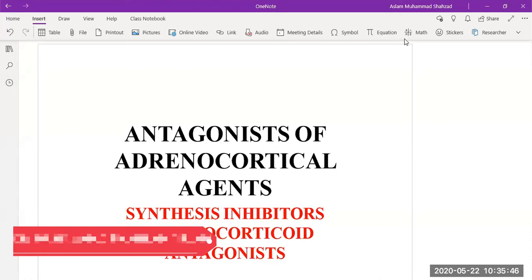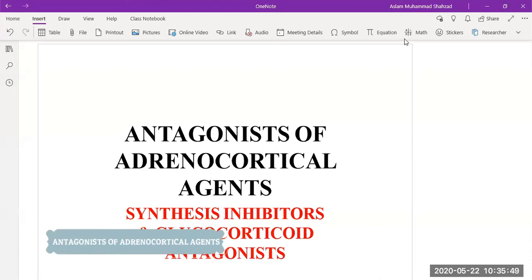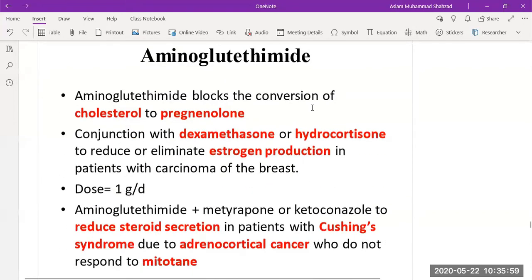Today we are going to discuss the antagonists of adrenocortical agents, and let's discuss synthetic inhibitors of glucocorticoid antagonists. The drug we have is aminoglutethimide, and it blocks the conversion of cholesterol to pregnenolone. It is used in conjunction with dexamethasone or hydrocortisone to reduce or eliminate estrogen production in carcinoma of the breast.